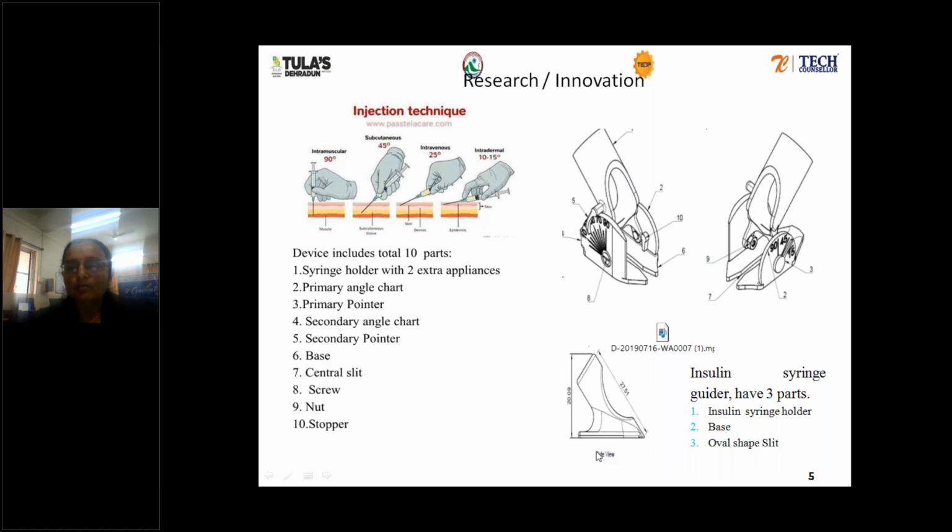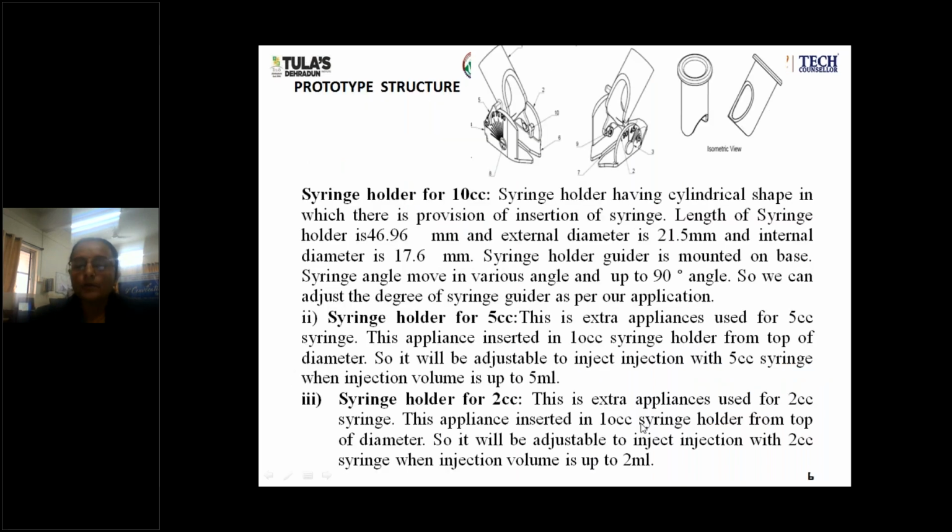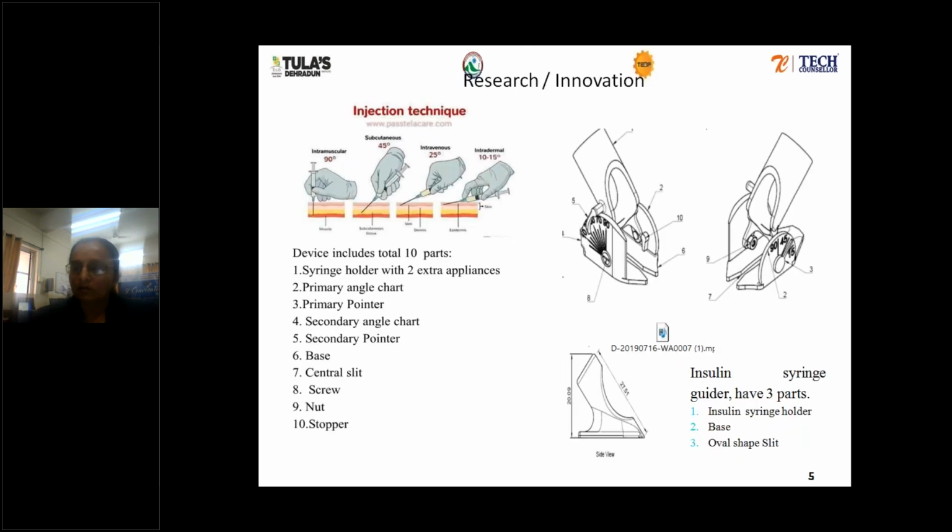Then this device is also an insulin device. The patient can use it for self-administration, and healthcare personnel can use it for giving the insulin injection to the patient. This device has a base with a hole-shaped slit, and there is a holder. The 45-degree angle is fixed for the insulin syringe guide.